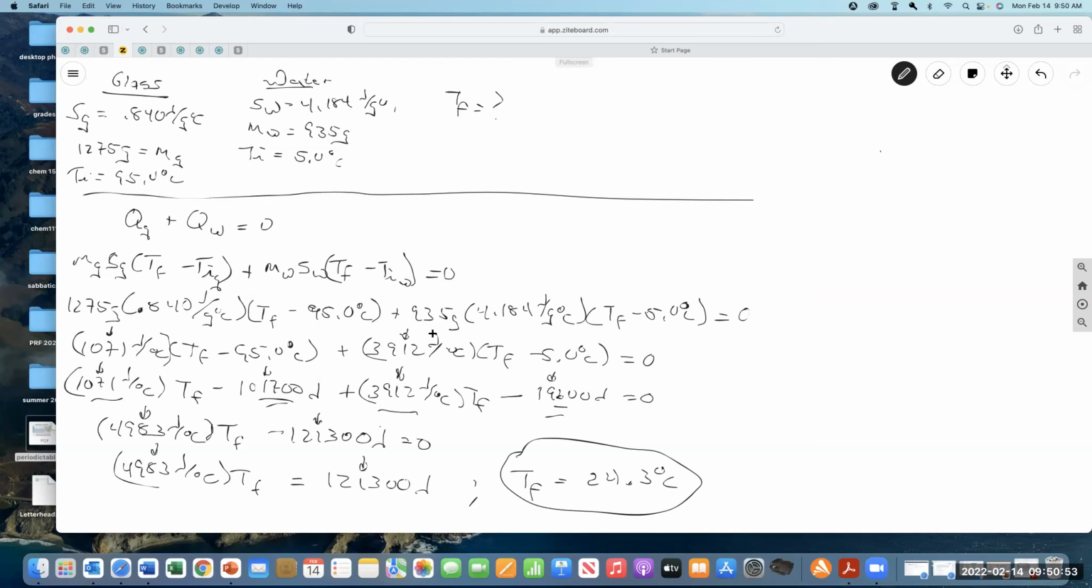So here you can see the cursor, right? The 3912, or even here, the 1071 times TF, 1071 times 95. That's the 101700. The 3912 times TF, the 3912 times 5 is this number. Perfect. Thank you. I see one thing in the chat.